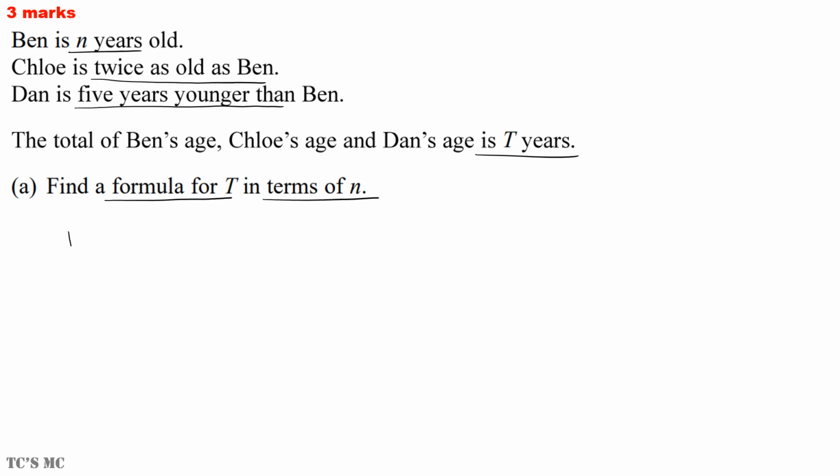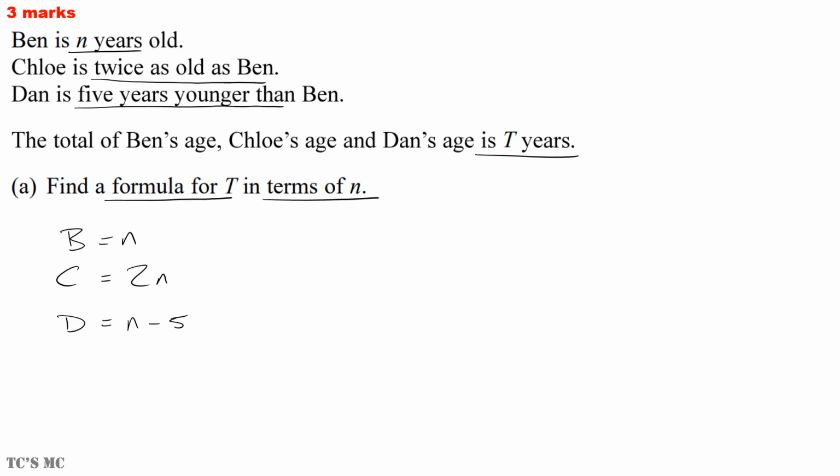To start with, we know Ben is n. Chloe is twice, so 2 lots of n, so 2n. Dan is 5 years younger than. Younger than means we need to subtract, so it's n subtract 5. For having an expression for all of them, we get 1 mark.